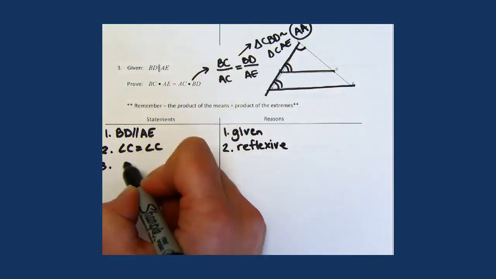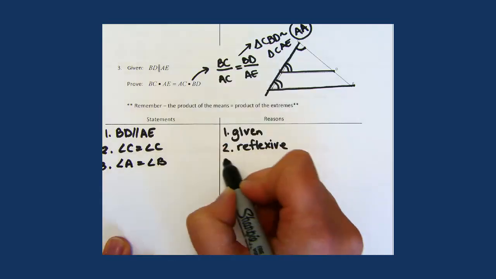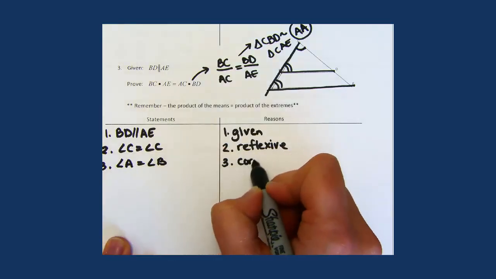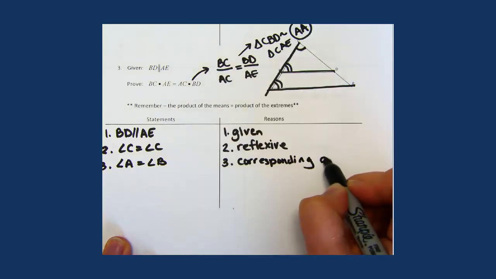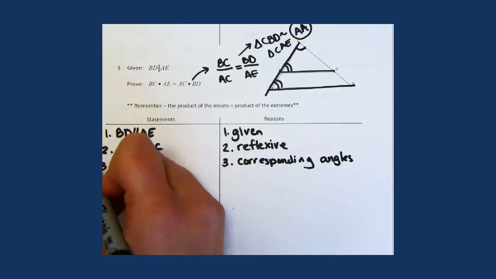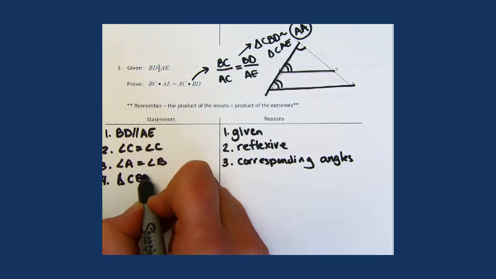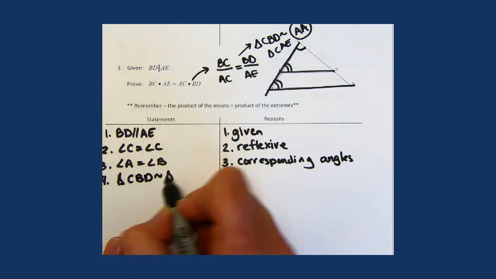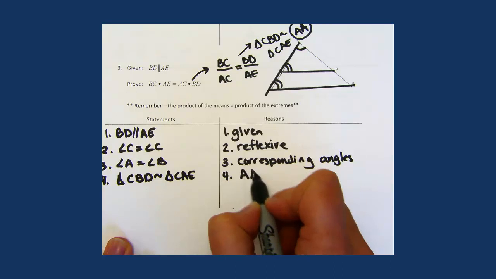Then we can say that angle A is equal to angle B, and again, those are corresponding angles. We were told that the lines are parallel. We have a transversal, so angle A and angle B are corresponding angles. Then we can say that the triangles are similar, so triangle CBD is similar to triangle CAE. And the reason for that is going to be angle-angle.